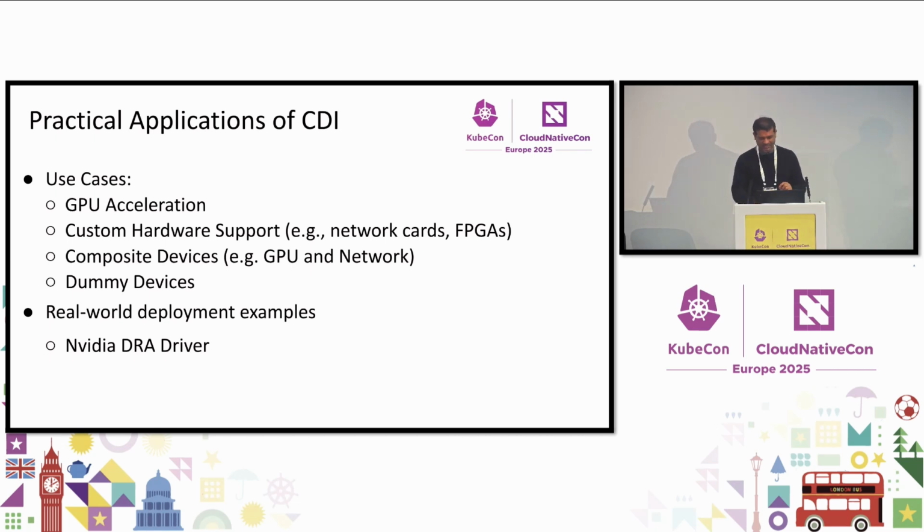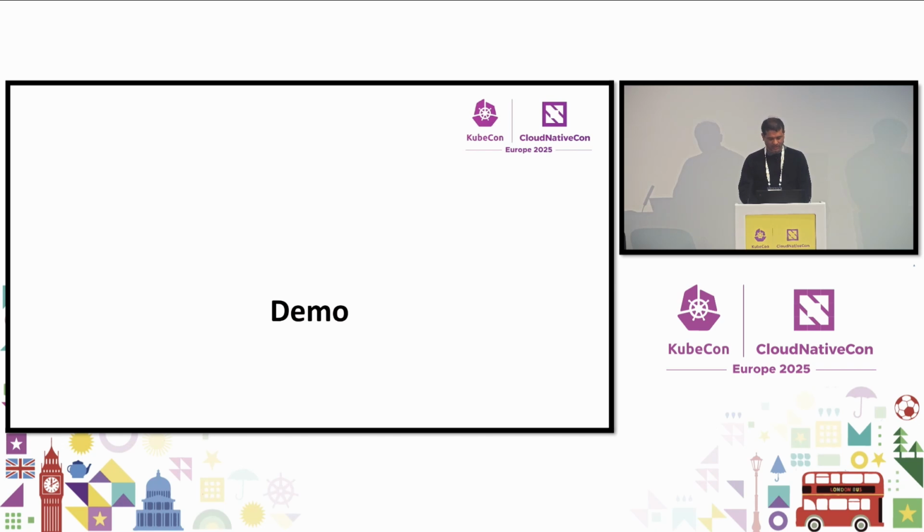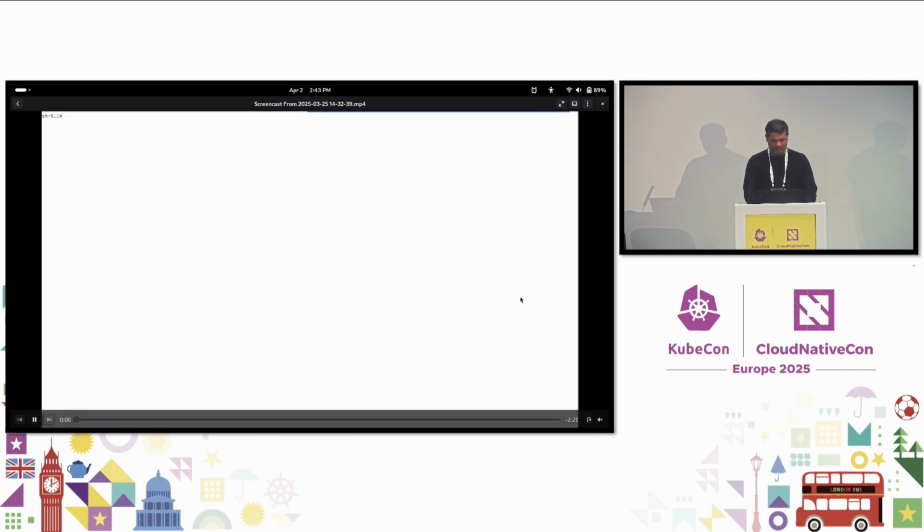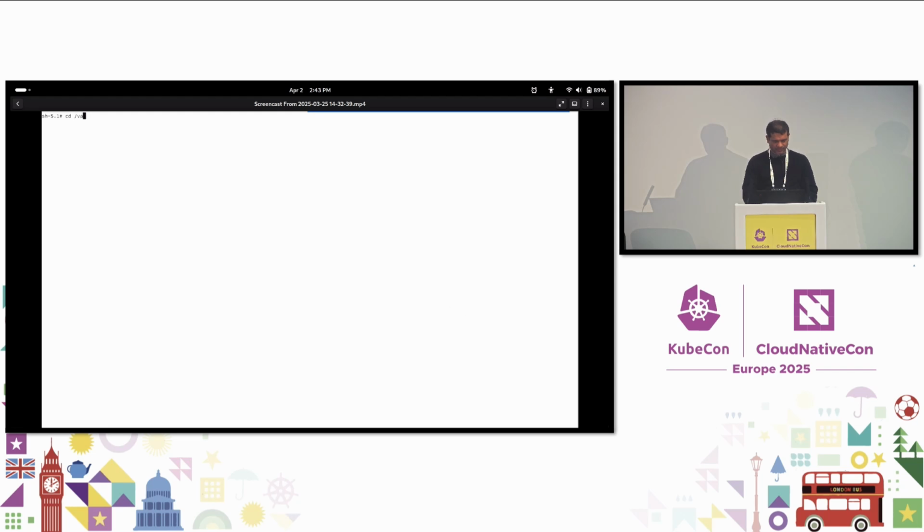I have a real-world example here. NVIDIA has a DRA driver, and this is how they do it. Let me just run the demo here. Okay, so I'm on the host, going into the directory where the CDI specs are. So this is the spec created when you install a DRA driver; a spec file gets created based on what GPUs are on the system. I happen to have 4 A100 NVIDIA GPUs, so this will be created by the device driver.